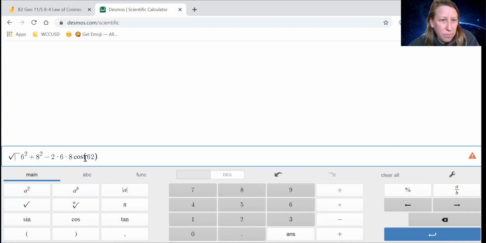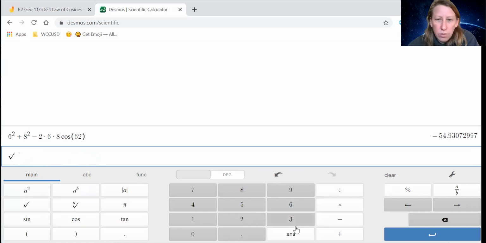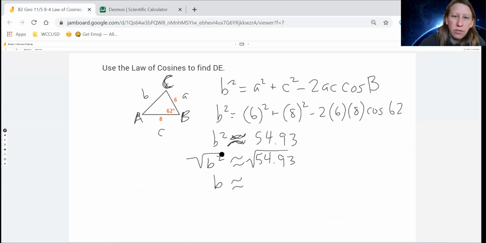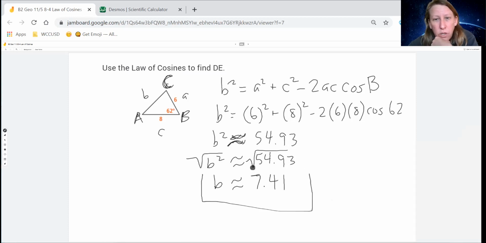Can't figure it out. Okay, so another way to deal with this is to add a new line and then the square root of your answer from above, and that gives you 7.41. Maybe we'll round it to 7.41. That makes sense. Square root of 49 is 7. This is bigger than the square root of 49. There we go. Done. If I wanted, I could say this is side DE. DE is about 7.41.